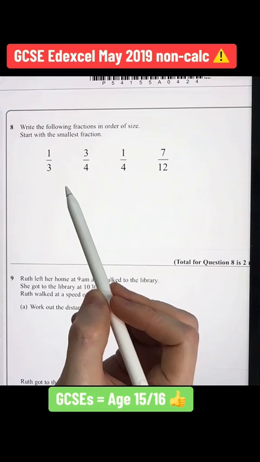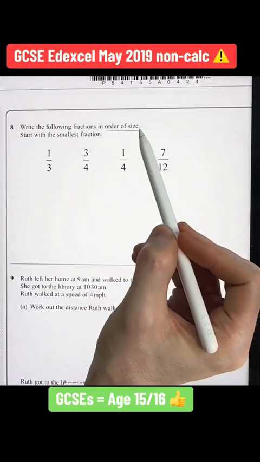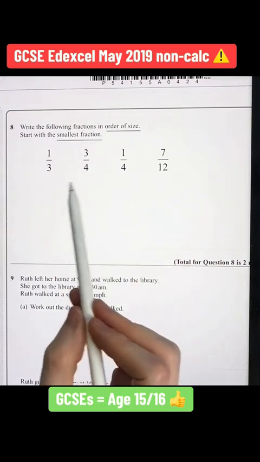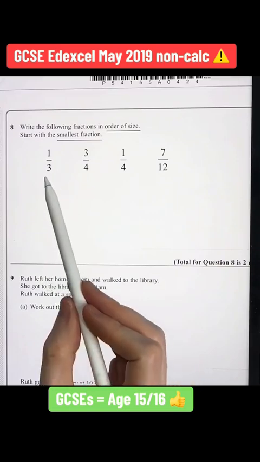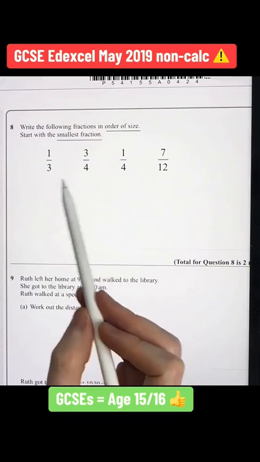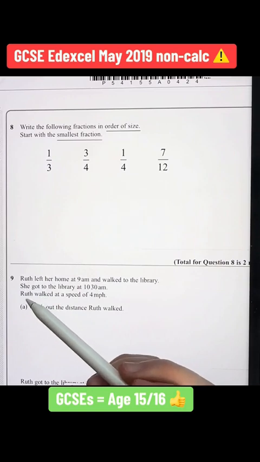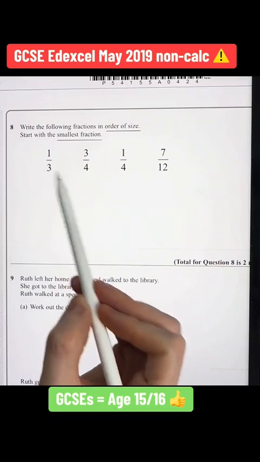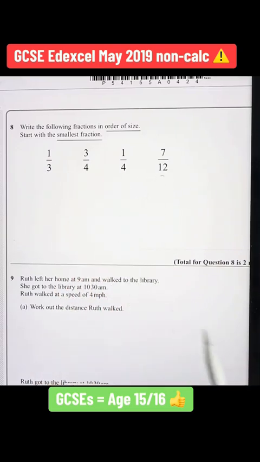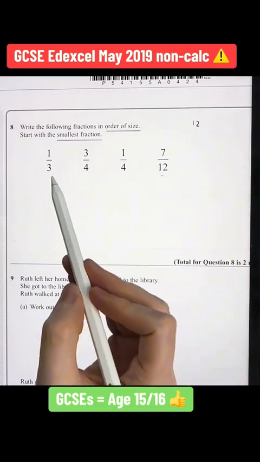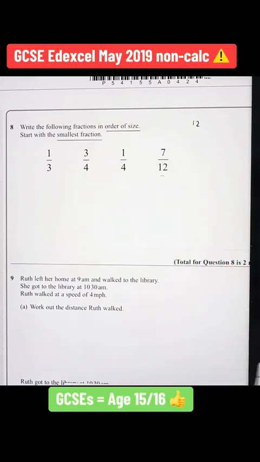Question 8. Write the following fractions in order of size. Start with the smallest fraction. To order fractions, we must have a common denominator. If they don't have a common denominator, like in this case, we want to find the lowest common multiple, the first number that appears in the 3, 4, 4 and 12 times tables, which in this case is the number 12. So I can change each of these denominators to be out of 12.